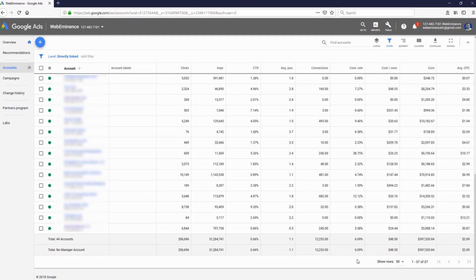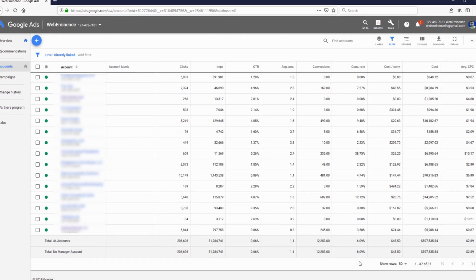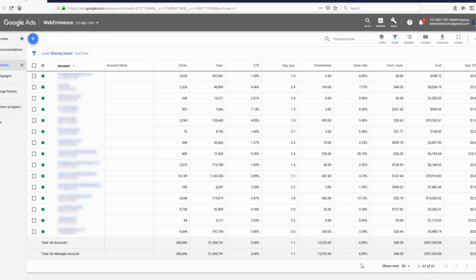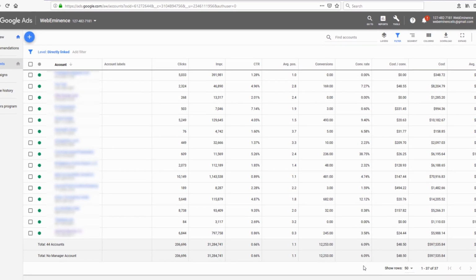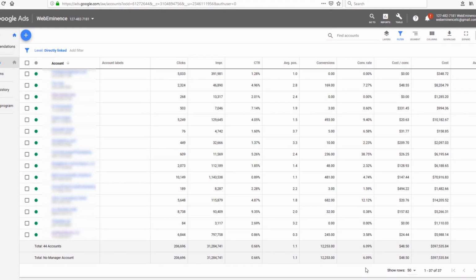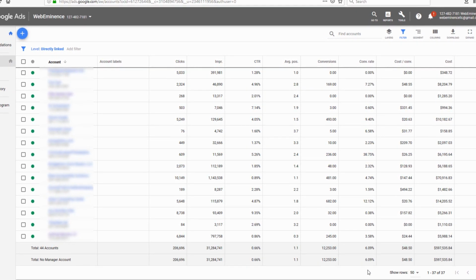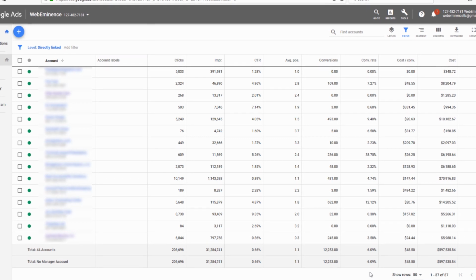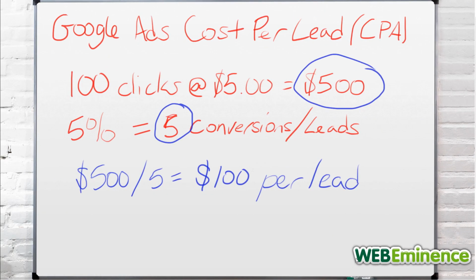So I believe this is a pretty good benchmark to understand how Google Ads might work for you and what type of results you can expect to get if your account is well managed and your website is producing leads and you're tracking conversions. So if we go back to these assumptions I made, again, this was just to show you how the calculation is made for cost per lead.